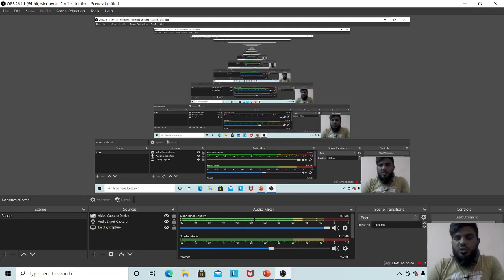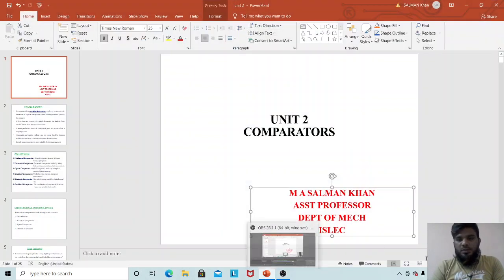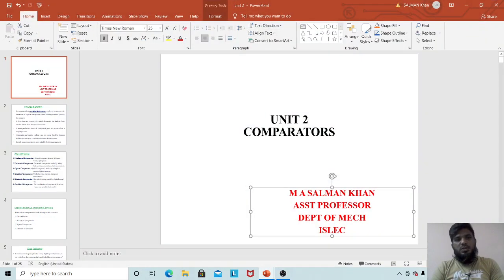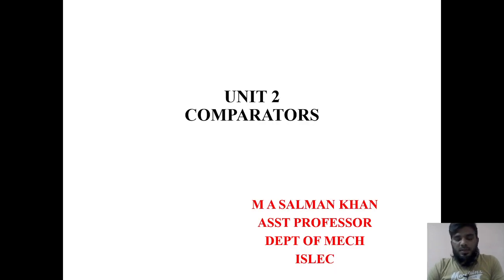Welcome to our next lecture of metrology and instrumentation, as we have already completed our unit 1. So we are entering into our unit 2, which is comparators. In this we have to discuss various types of comparators which work based upon mechanical, pneumatic, or other techniques. Okay, so let us see what the first comparator is.